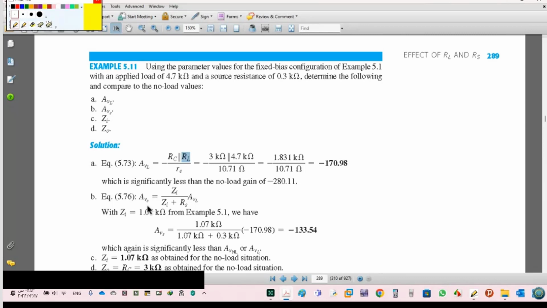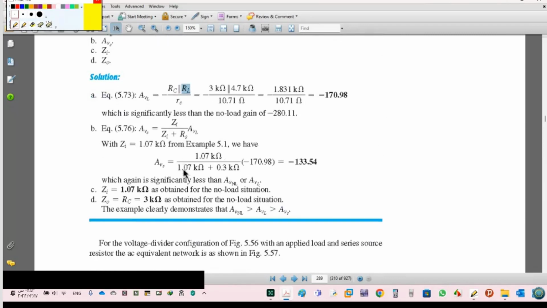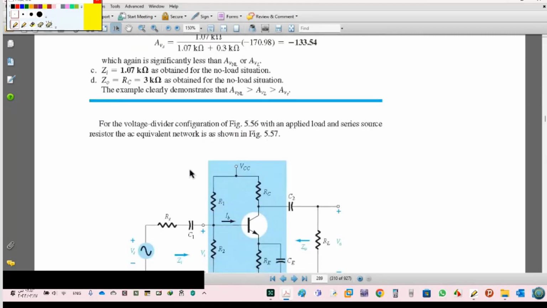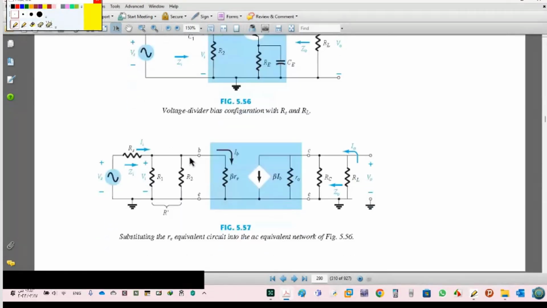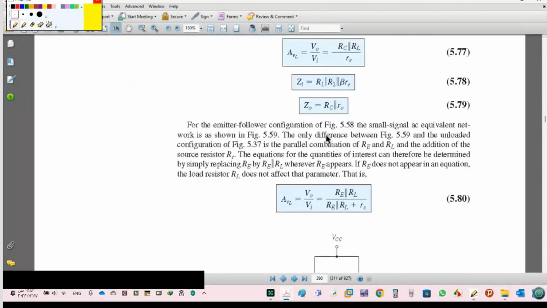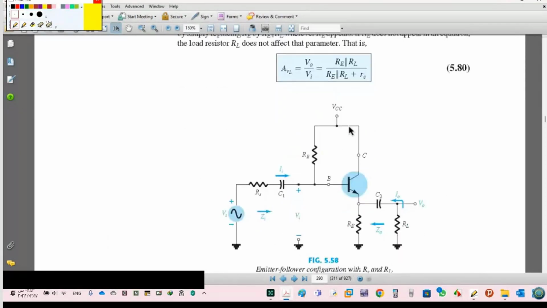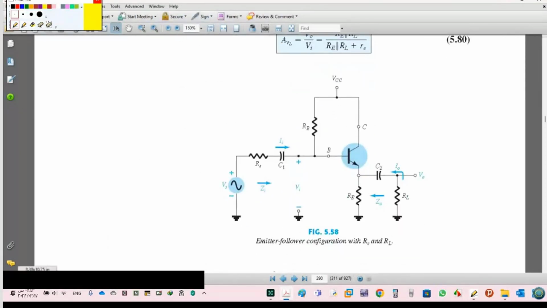Okay. Now I did the same example before. For voltage divider, it will be exactly like the fixed bias configuration, but you will add R Thevenin, or R1 parallel with R2, and you can find the values for this one.